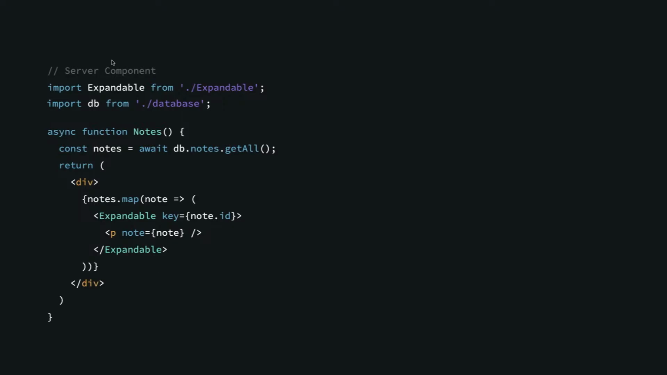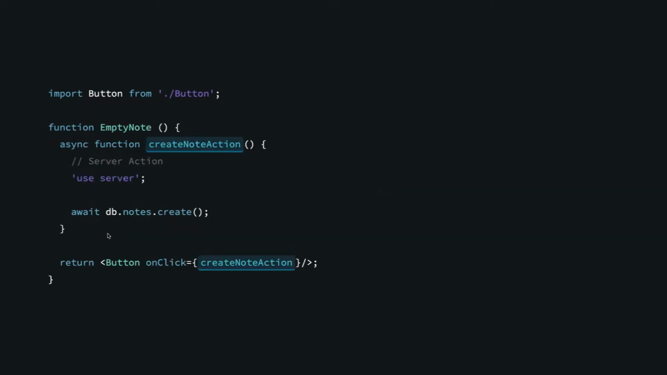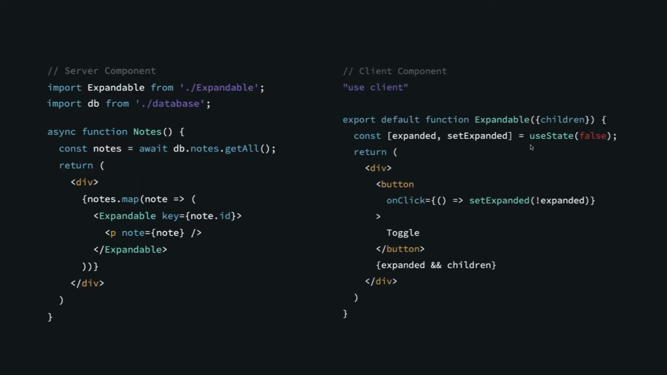And even cooler, this is a server component, but it's actually importing expandable. And expandable is a client component. And how can the server component render expandable? Well, because it imported it. How does the server component pass data into expandable? Because this is a child right here. This P note is a child. So this is actually an argument. It's passing data. It's children.